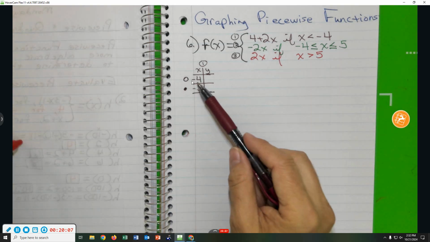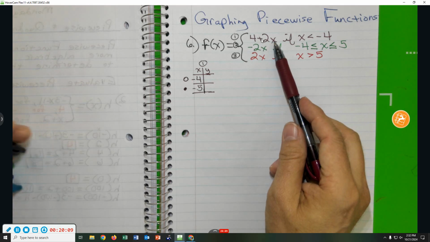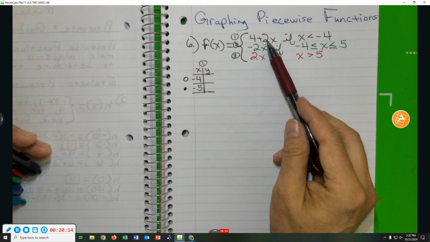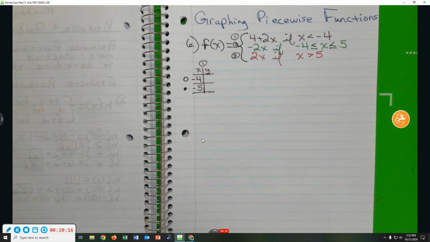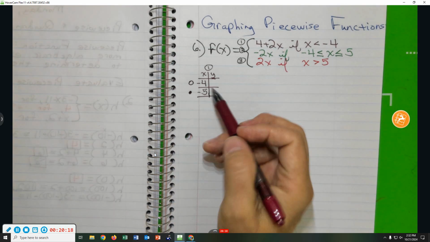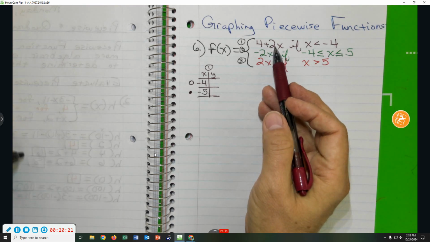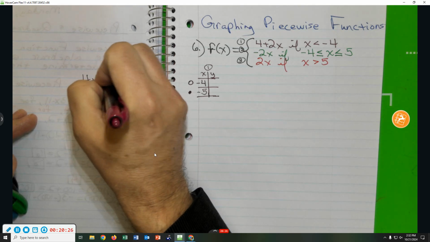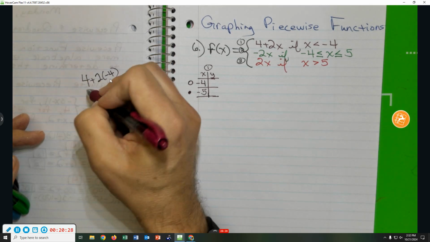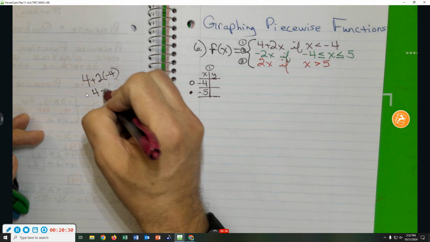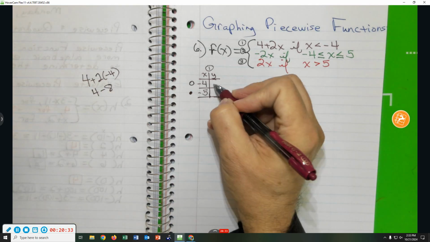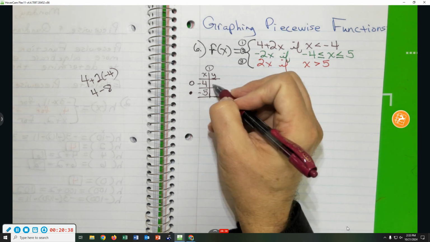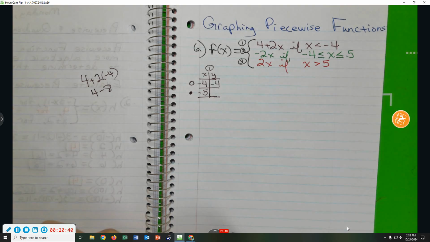Okay, let's plug in -4. We're plugging it into the orange piece, 4 plus 2 times -4. Here's my scratch work right here. We're plugging in -4, not the blue piece, the brown piece. 4 plus 2 times -4 is 4 plus -8. What am I getting for this y value here? Yeah, it's just a coincidence that it's the same as the x value.